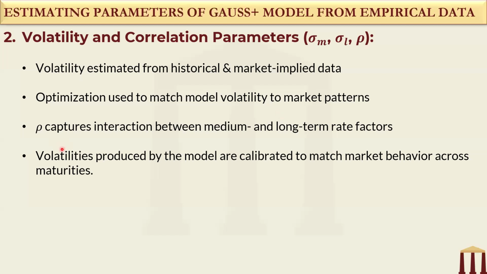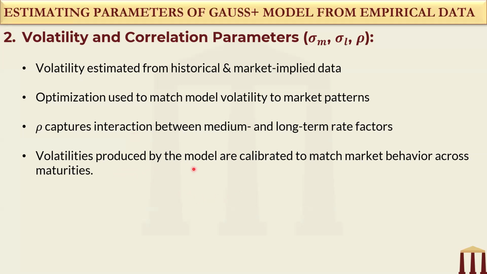until the patterns it produces closely match with what we see in the data. Okay, and this rho, that's the correlation between the medium term and long term factors, it tells us how closely the movements in those parts of the curve are actually linked. So high rho will of course mean that medium and long term rates move together and there is a correlation between the volatilities as well. And of course, a low correlation will mean that they behave more independently. We saw that in an earlier slide also, where we saw the case with high rho and low rho.